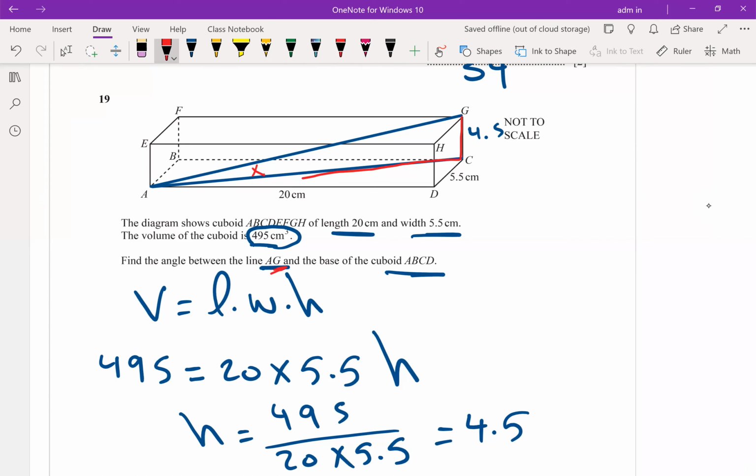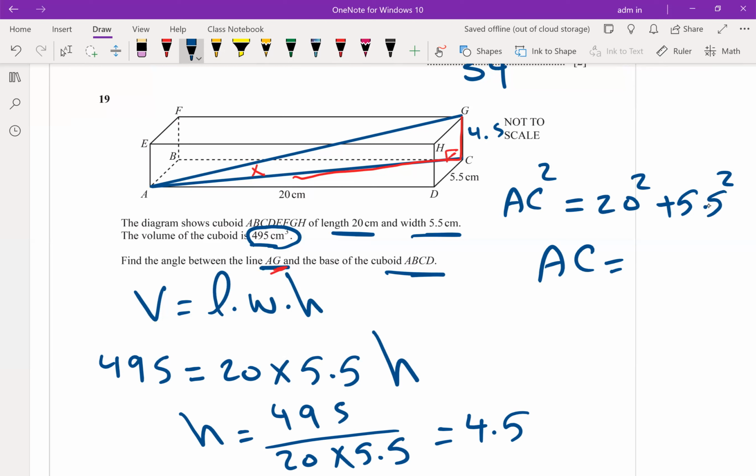So this is a right-angled triangle. You can use it to get X. How to get X? We need which length? AC. How to get AC? Apply the Pythagorean theorem. AC squared is 20 squared plus 5.5 squared, then take the square root. So AC is 20.7.